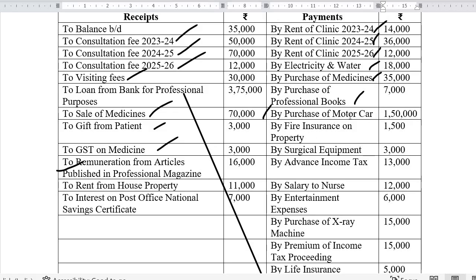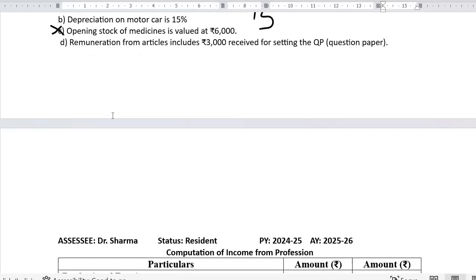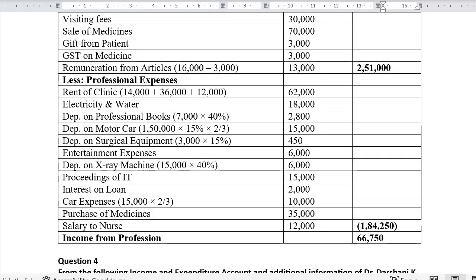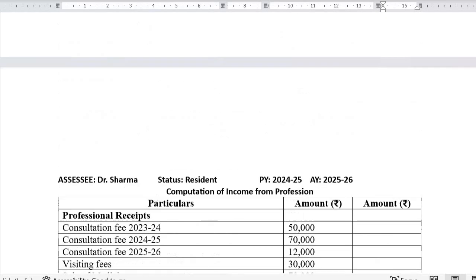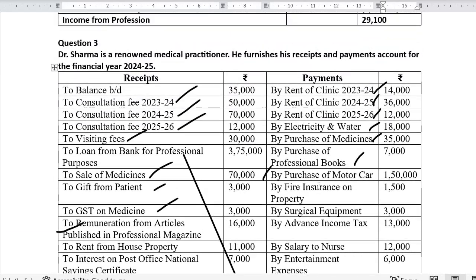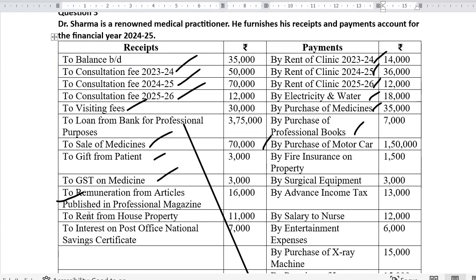Next, purchase of motor car, we already discussed 1,50,000 into 15% into 2/3 we have to consider. So, purchase of motor car 1,50,000 into 15% into 2/3. Next, fire insurance of property. Property is relating to house property, so it is not a professional expense.